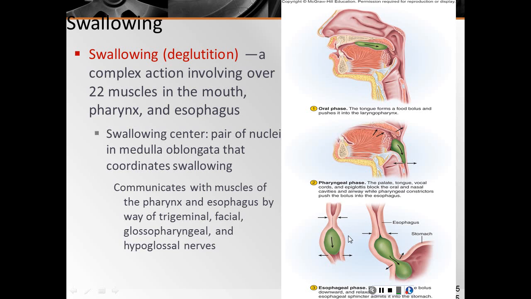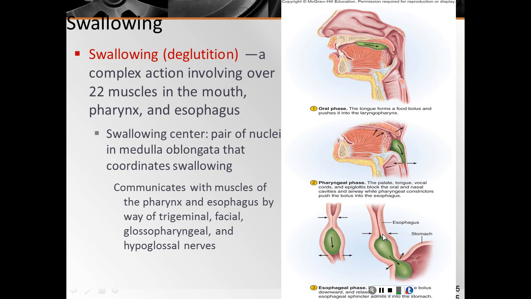Now the circular muscle behind the bolus is going to constrict, which you see right here. It constricts and pushes the bolus downward, which is what we need. Ahead of the bolus, the muscles are going to relax, while the longitudinal muscles constrict and pull the wall of the esophagus upward, making it wider.